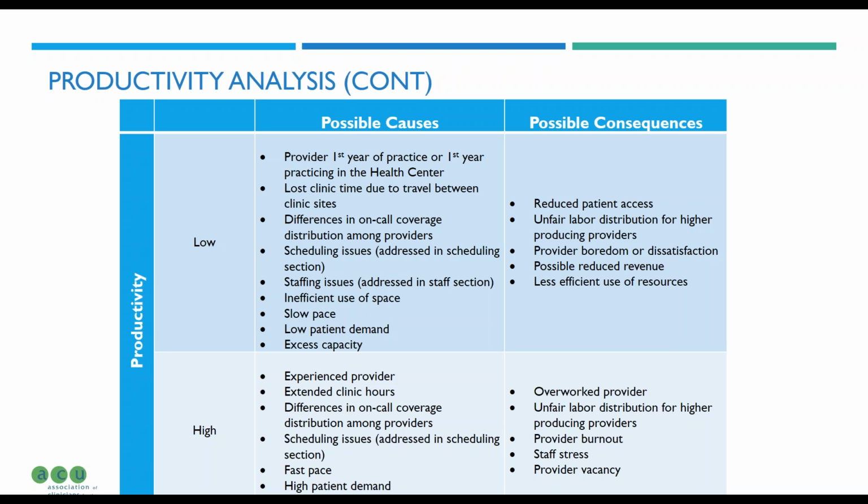Staffing issues, again, we're going to talk about that more, but if you don't have enough support staff, maybe the provider is bringing in their own patients sometimes, maybe they're having to turn over their exam rooms, so that would clearly give them low productivity. Inefficient use of space, and we're going to talk about that a little further. It could be just a provider who's slow. It could be someone who has low patient demand because they're not popular, or their specialty is one that's not as in high demand as other things in your practice.